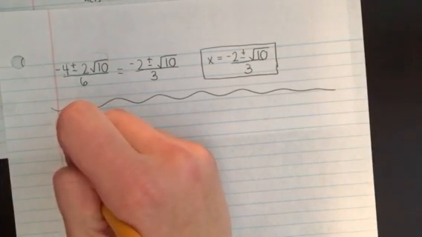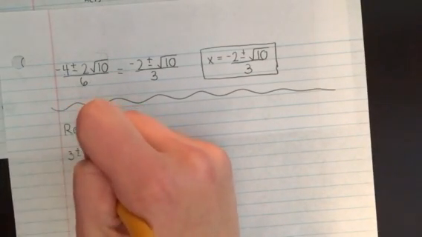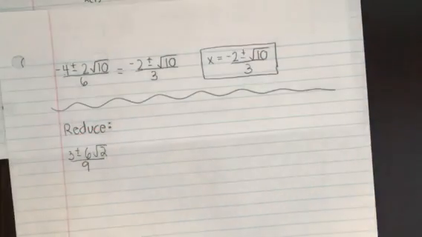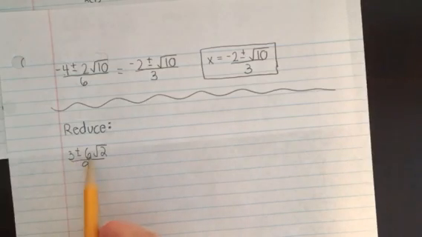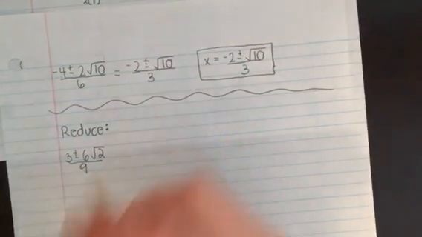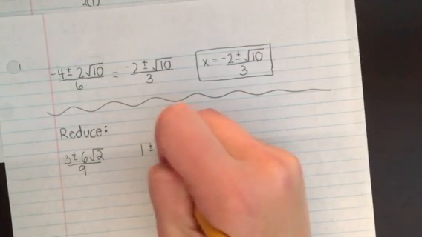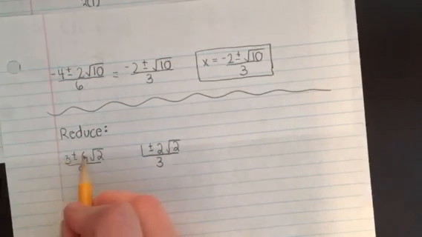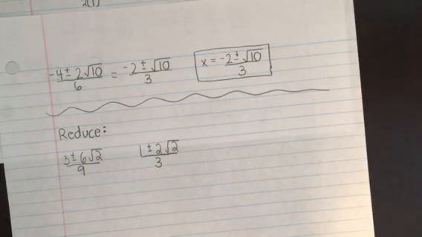Okay, if I give you something like 3 plus or minus 6 square root of 2 over 9, how I would want you to write that final answer is, look at these 3 numbers right here. They are all divisible by 3. So you would write 1 plus or minus 2 square root of 2 over 3. I divided all 3 of those numbers by 3.